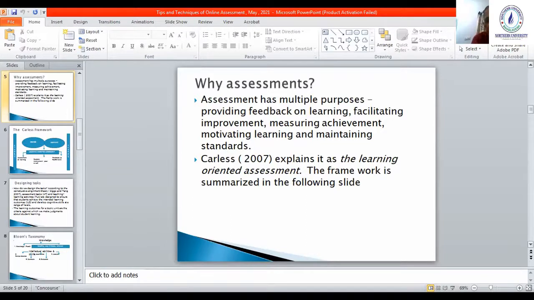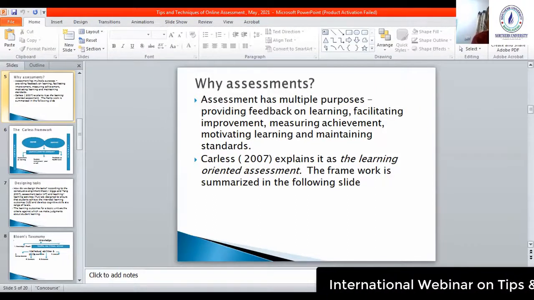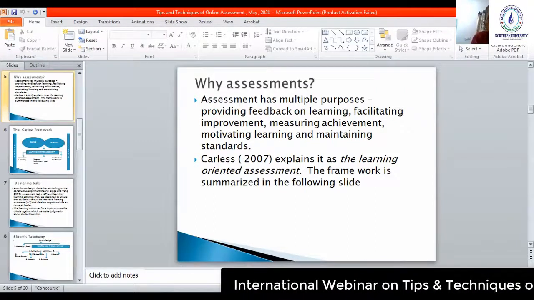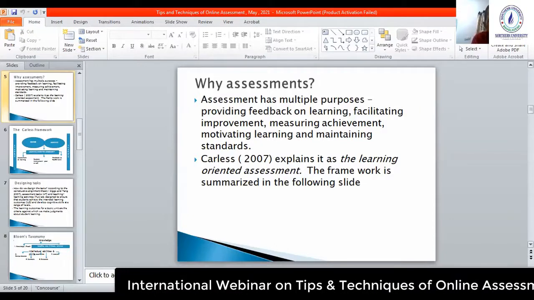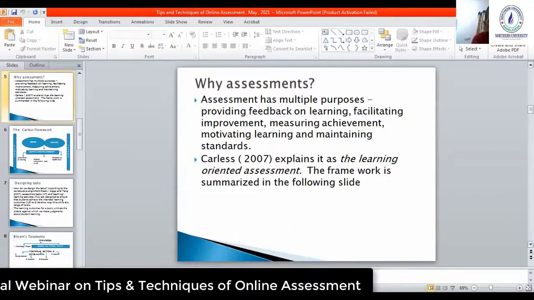It is a continuous assessment, so we are grading them, we are measuring their achievement, motivating learning and maintaining standards. We are also motivating them to do better by giving them feedback. And then we are also trying to look at the standards that the university stands for, the values that the university stands for, and also our own personal standards and personal values based on the effort that we put in as teachers. So this is why assessment is done.